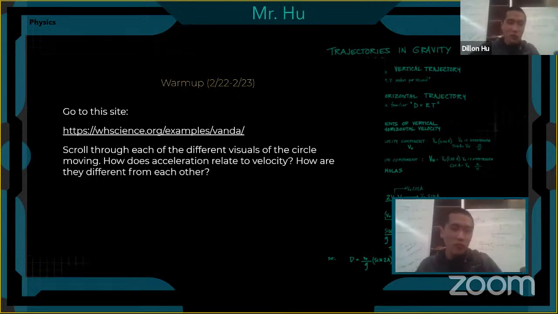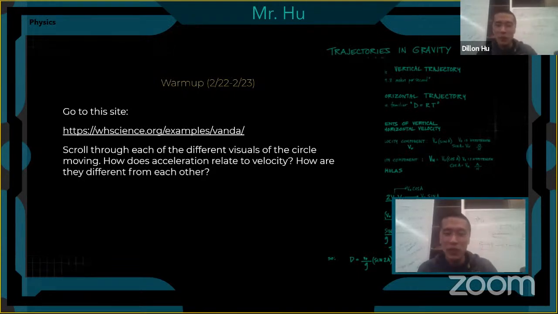What I first want you to do is go to here. It's a fun little visual, and it'll give you a chance to visualize what velocity and acceleration are. I just want you to scroll through each of the different visuals here, and try to come up with some ideas of how acceleration relates to velocity, and how they might be different from each other.